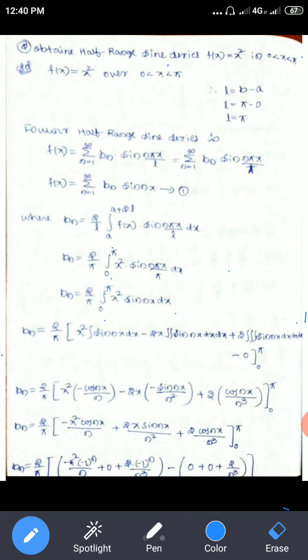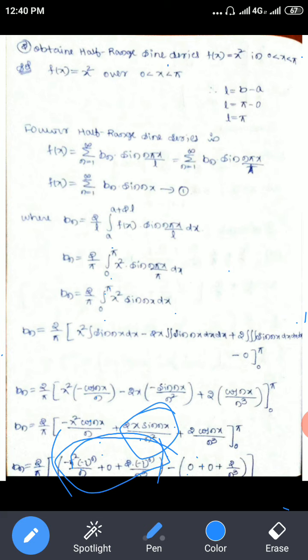Okay, here you substitute the limits. 2 by pi, substitute the upper limit in this bracket. See, minus pi square cos n pi, cos n pi is minus 1 raised to n, plus 2 into x is pi, 2 pi sine of n pi, sine of n pi is 0, so this term reduces to 0, plus 2 into cos n pi, minus 1 raised to n divided by n cube, minus. So the upper limit is completed in this bracket.